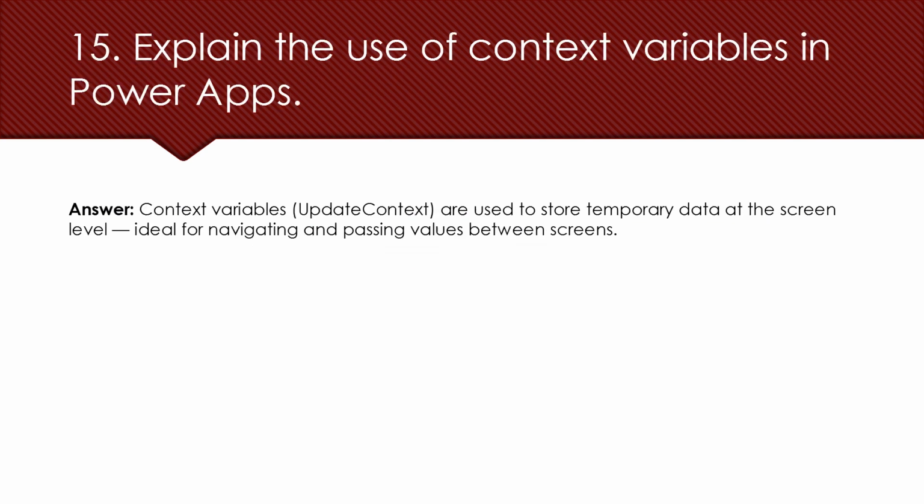Question number 15. Explain the use of context variables in Power Apps. So context variables, also known as UpdateContext, are used to store temporary data at the screen level. So that is like a local variable, you can say. It is ideal for navigating and passing values between screens. So whatever we have in context, we can use it to pass values between the screens as well.